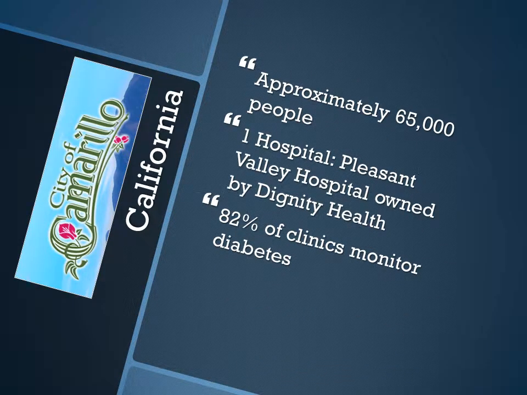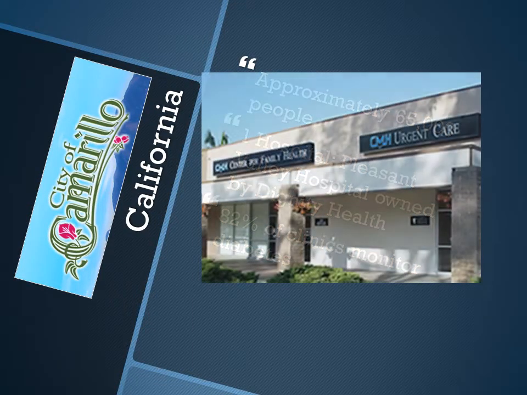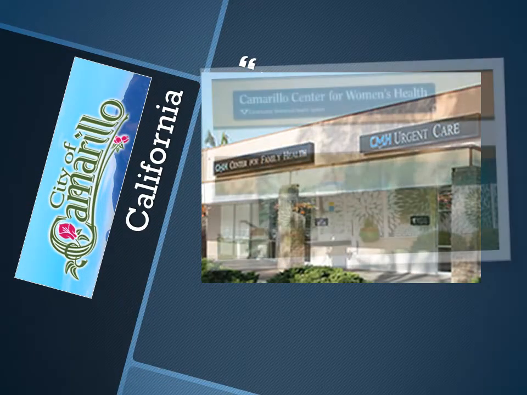Next, I did a reconnaissance of a typical town in America called Camarillo. The location is in the southwest section of California. It has approximately 65,000 people and one local hospital called Pleasant Valley Hospital. Camarillo has several clinics in the area that are owned by government, private, and nonprofit organizations.